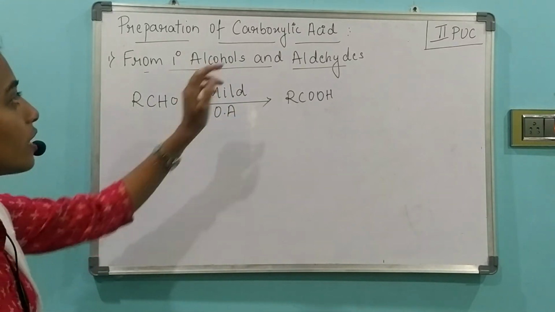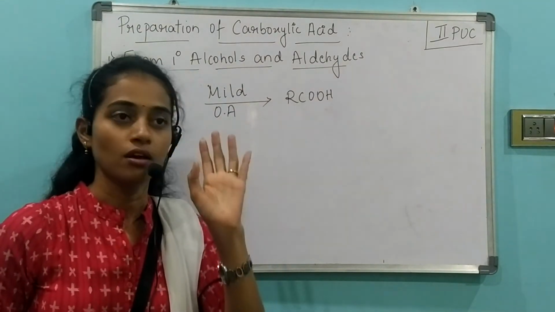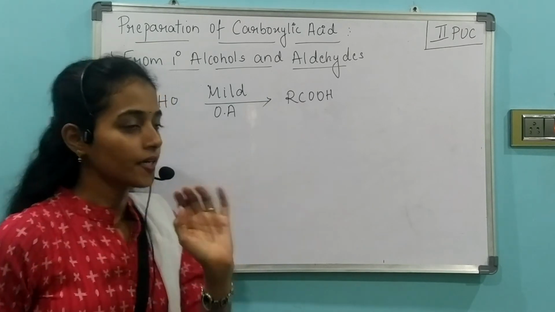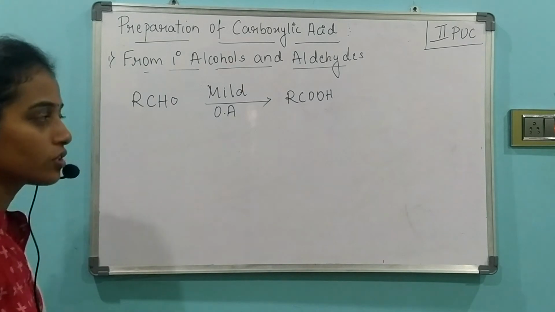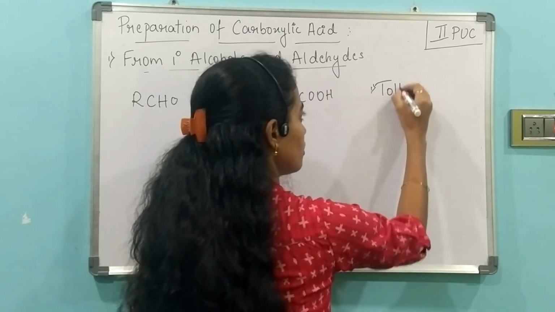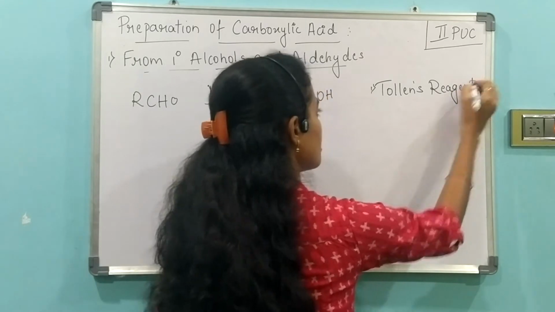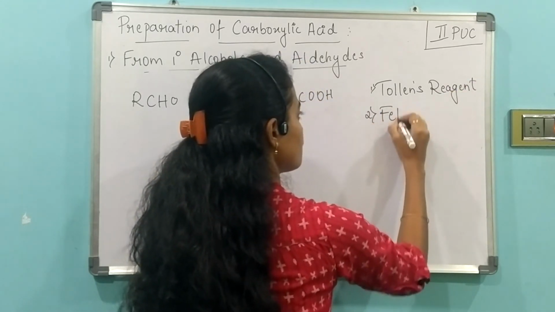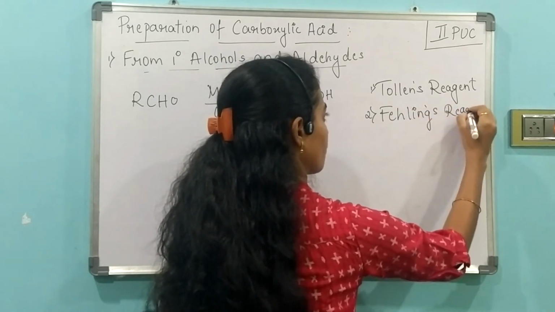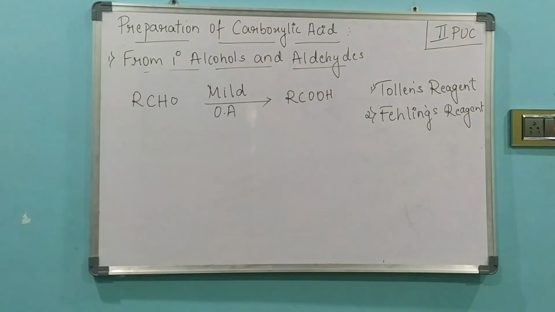While preparing the carboxylic acid from primary alcohols, you have used the oxidizing agents potassium permanganate, potassium dichromate or chromium oxide, correct? So here you will be using some mild oxidizing agents. Which are those mild oxidizing agents? Either we can take the Tollens reagent, or you can go for Fehling's reagent.